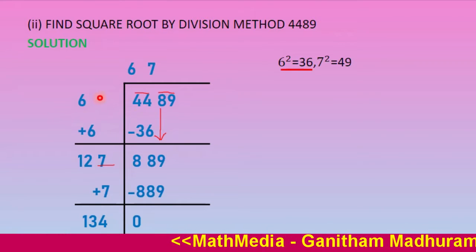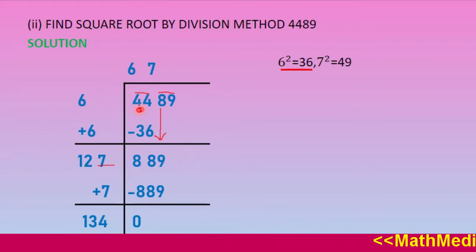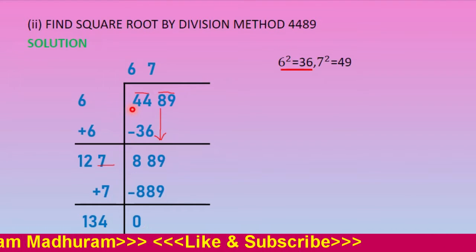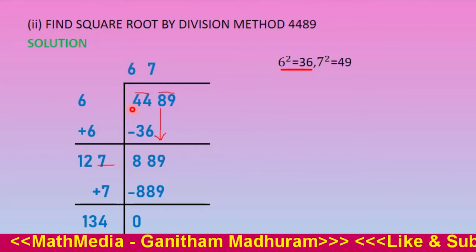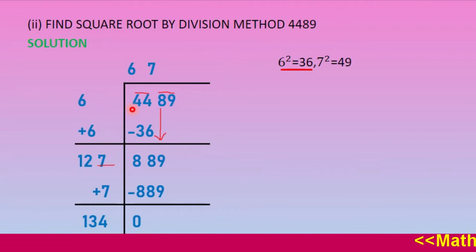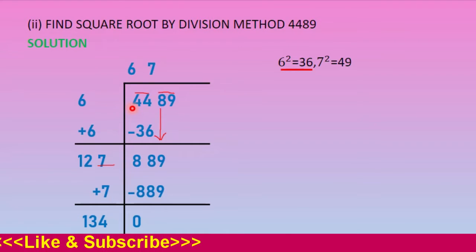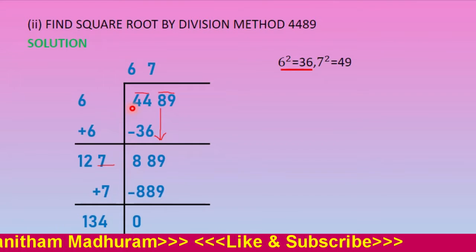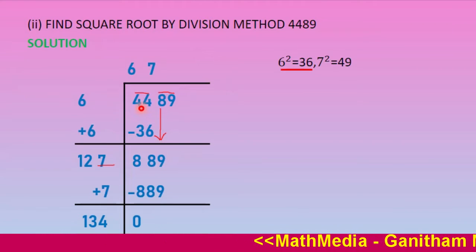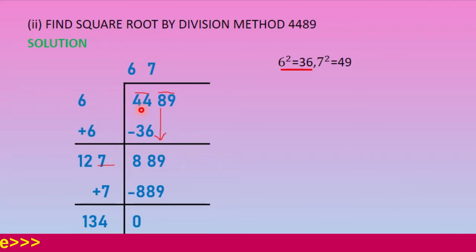Now take our first group. Actually our first group here is 44. Check whether 44 is a square number. 44 is not a square number. 6 sixes are 36. 7 sevens are 49. That means 44 is not a square number. So the square number less than 44 we can choose, that is 36.